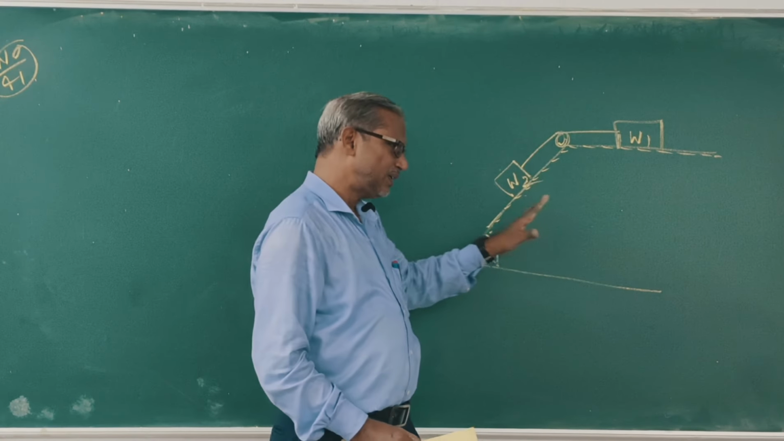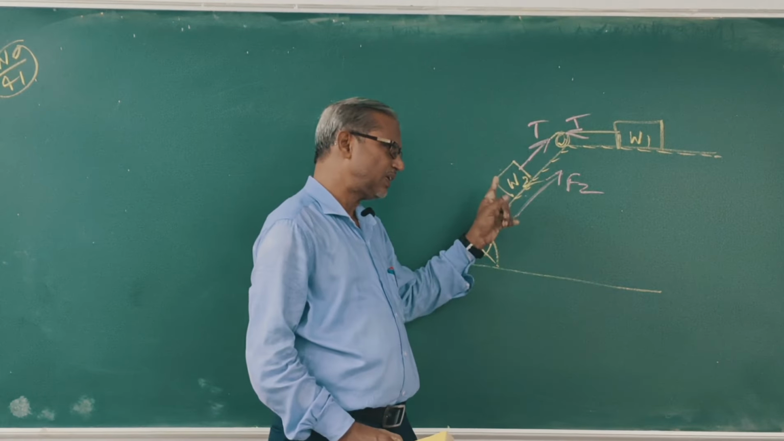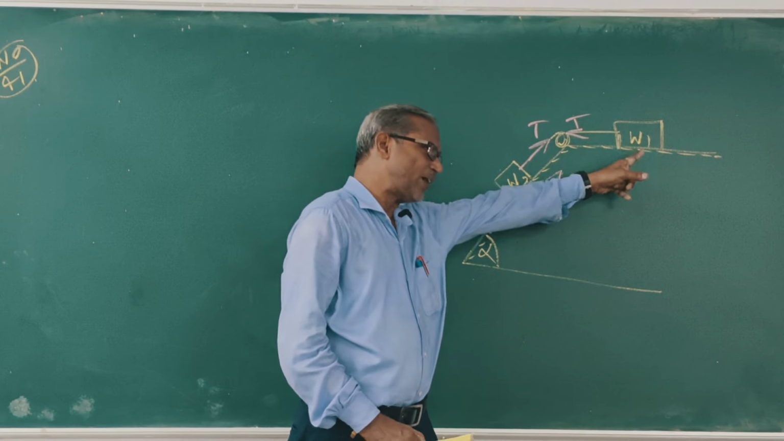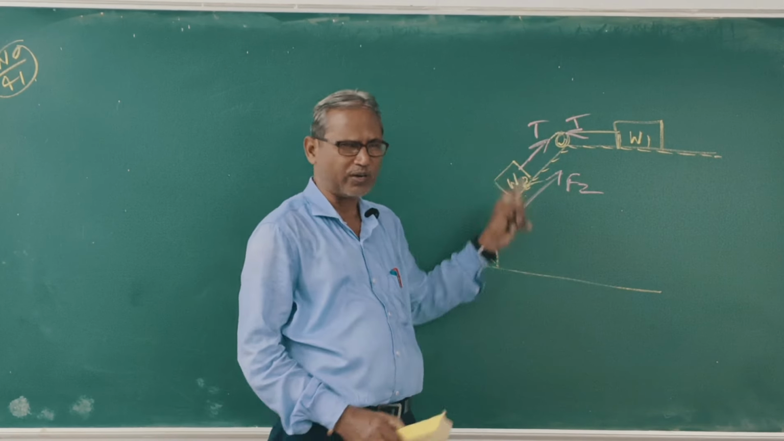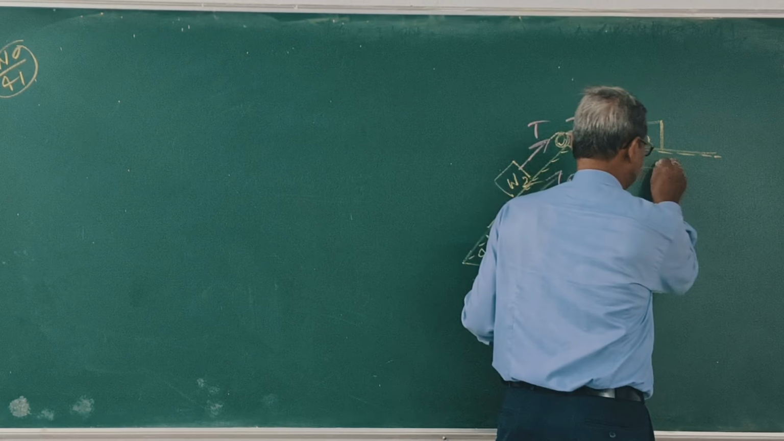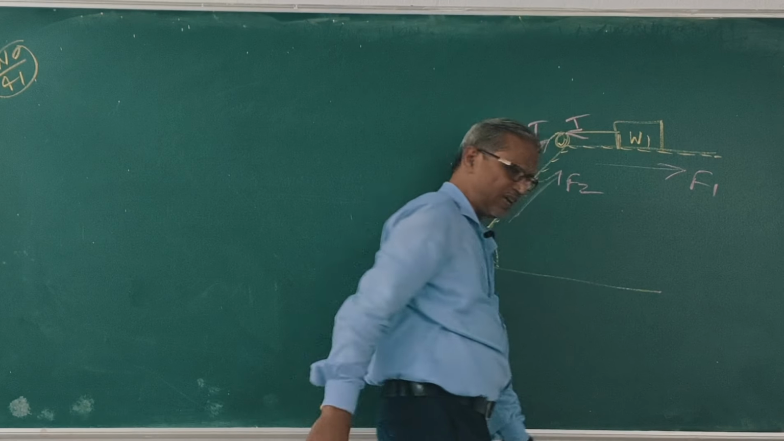Now, block 2 tries to move downwards. Clear. When block 2 tries to move downwards, block 1 also moves towards the left side because block 2 pulls block 1. So friction F1 will be towards the right side. Clear?